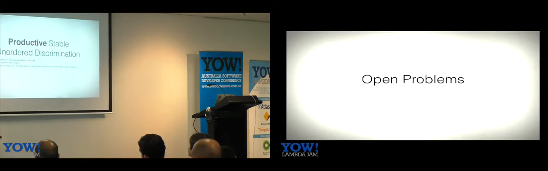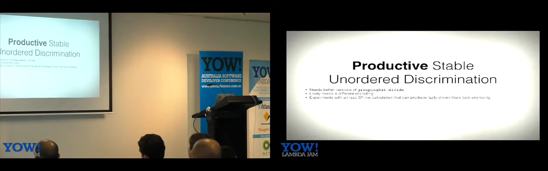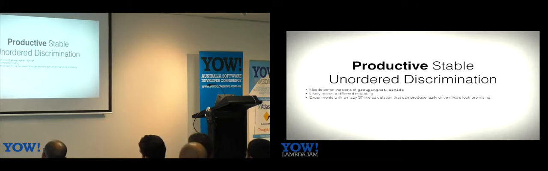Implementations. And then the key here is that what I'm looking for is this notion of a productive, stable, unordered discriminator. It needs a better version of grouping net. It needs a better version of divide. It likely needs a different encoding. It does look promising that you could do something with like a custom ST-like calculation that can produce lazily driven IVars or something like that.